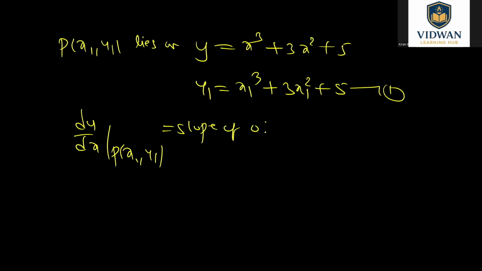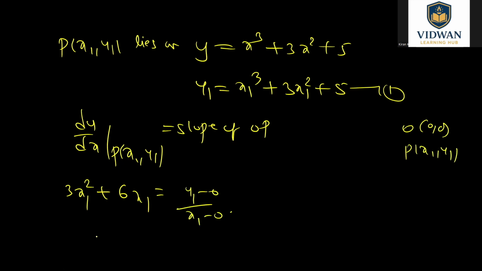Slope of OP. So what is the derivative? Dy by dx, when you find out, is actually 3x square plus 6x. If you differentiate this, you will get 3x square plus 6x. At x1, y1, it will be 3x1 square plus 6x1 equal to the slope of OP. So what is O here? Origin. And what is P? x1, y1. Slope of OP would be (y1 minus 0) by (x1 minus 0). So from here you can see that y1 is equal to, if you cross multiply, 3x1 cube plus 6x1 square. This is condition 2.